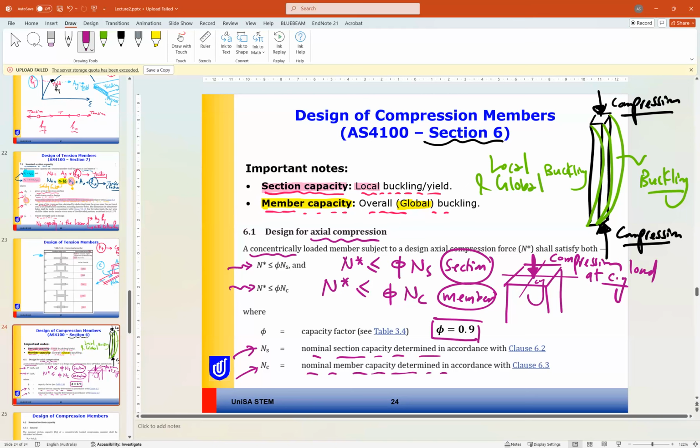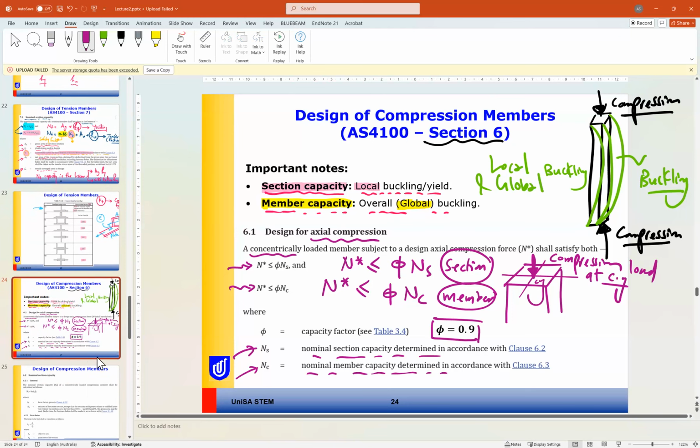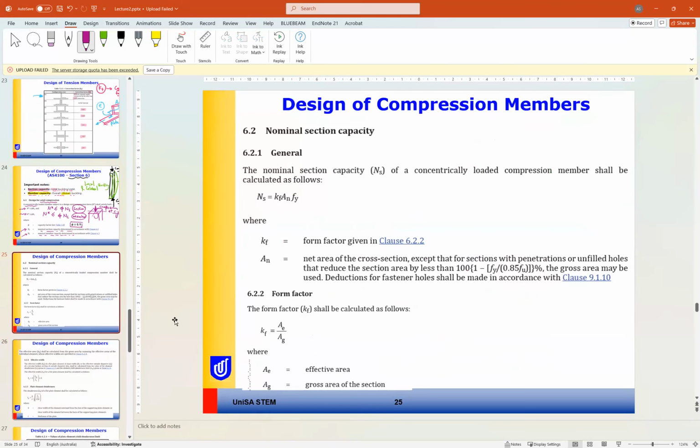The buckling issue is not in the tension member, so that's why the design of tension doesn't include any member capacity problem or any member capacity formulas. So let's start with the nominal section capacity Ns. How to find Ns? Ns will be calculated using this formula.